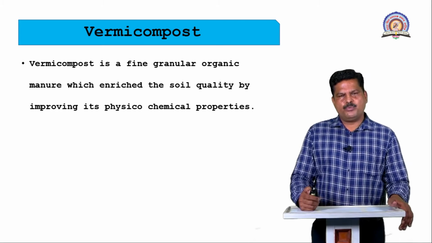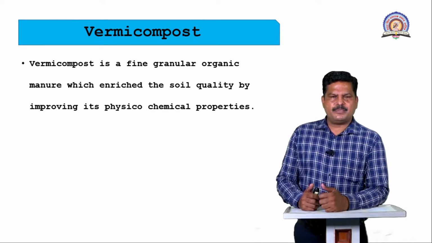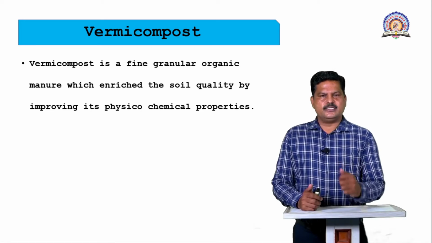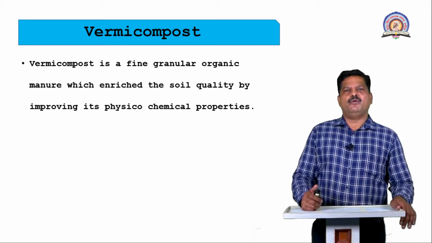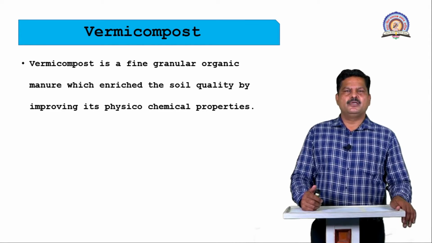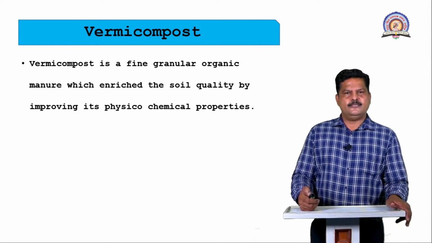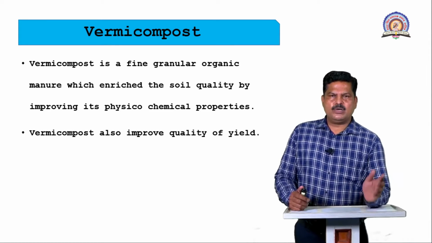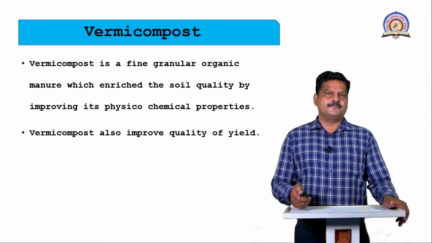So vermicompost, when added into the soil, improves its physico-chemical properties. It maintains the pH of the soil, the acidity or basicity of the soil. Whatever conditions are required for the growth and development of the crop, vermicompost maintains those conditions in the soil. Vermicompost also improves the quality of yield. Not only does it improve the health of soil, it also improves the quality of yield.